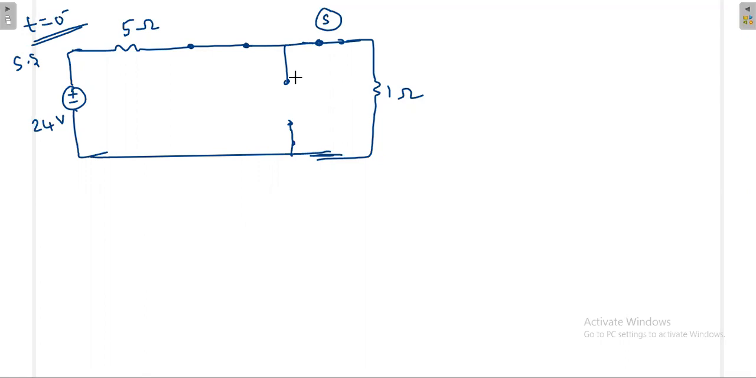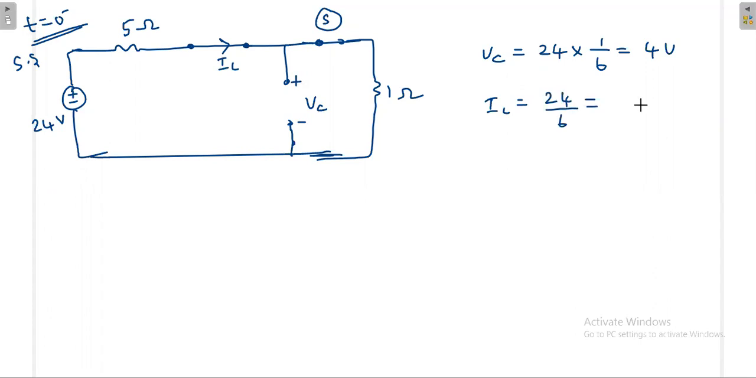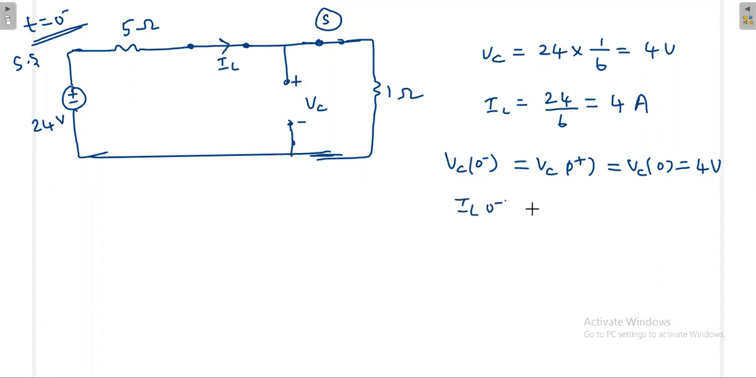Now what is this voltage? The voltage here is the same as the voltage across 1 ohm. For that you can apply the voltage division rule. So VC is equal to 24 into 1 divided by 6, that is 4 volt. 4 volt is the voltage across the capacitor. Then the current IL is the same as the total current in the network, that is IL equal to 24 divided by 6, that is also 4 ampere. Now VC0 minus is the same as VC0 plus, that is 4 volt, and IL0 minus is IL0 plus, that is 4 ampere.